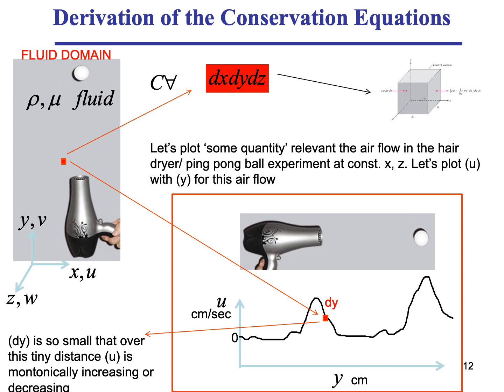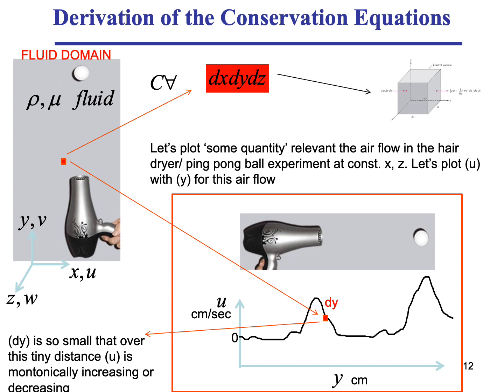Okay, so now we are deriving the equations of motion. Let's emphasize the terms we're talking about. Here's our fluid domain. This is similar to our experiment in class, a hair dryer and a ping pong ball. The fluid domain is where the air is, the air of viscosity mu and density rho. We have our coordinate system x, y, and z, and the three orthogonal velocity components of the flow, u, v, and w. You want to remember those. And then we have the pressure field of the air inside the fluid domain.